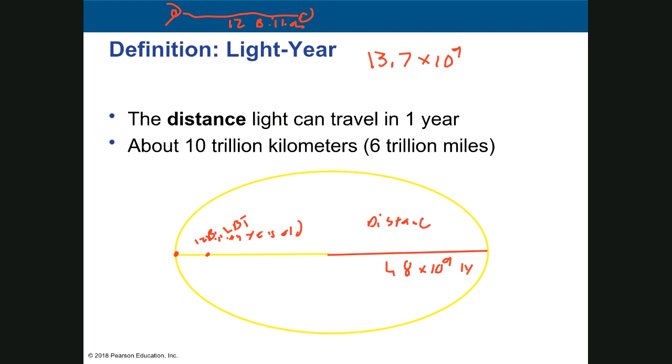It's a little easier to handle. We'll very rarely, if ever, use the actual distance. But that being said, we can look at both of these in terms of light years. We can say this was 12 billion light years away when it emitted the light toward us. That's the distance it covered originally.